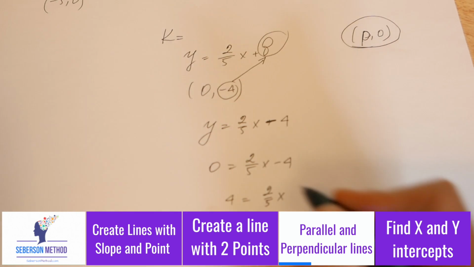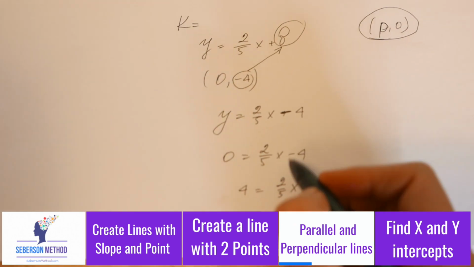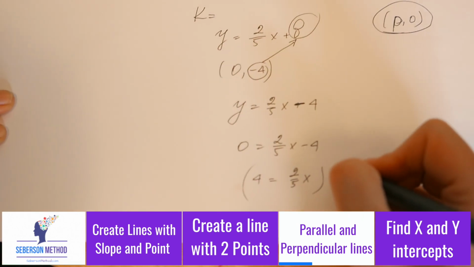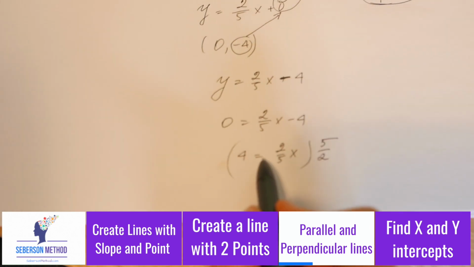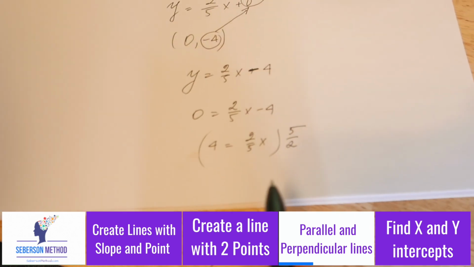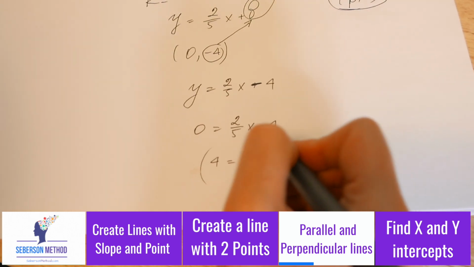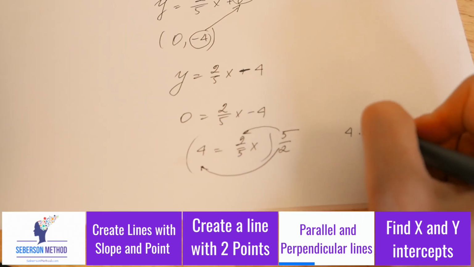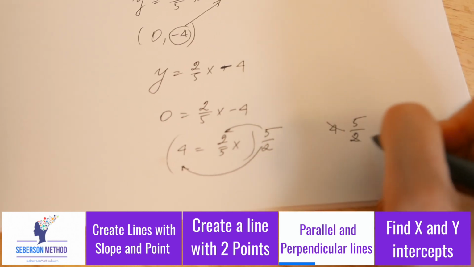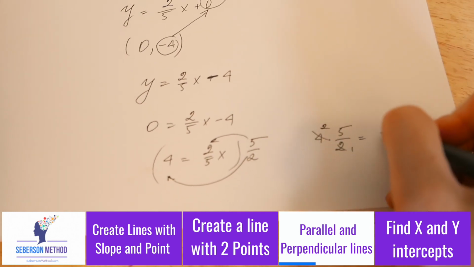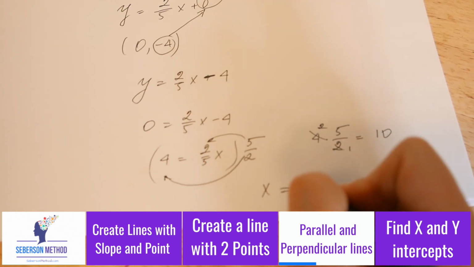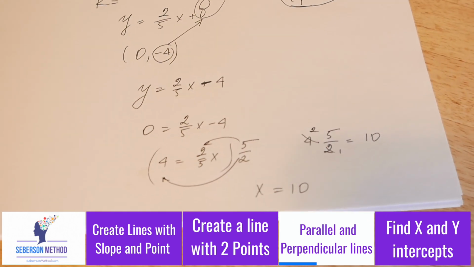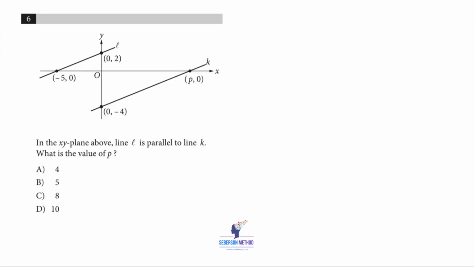And now, in order to isolate x by itself completely, we're going to multiply by 5/2. I'm going to multiply by the reciprocal. I'm going to multiply this side and this side. When we take 4 and we multiply it by 5/2, we're going to simplify this, and we're going to get 10. So x equals 10. Hope this makes sense to you guys. Let's go back to the answer choices, and it looks like D is the right answer.